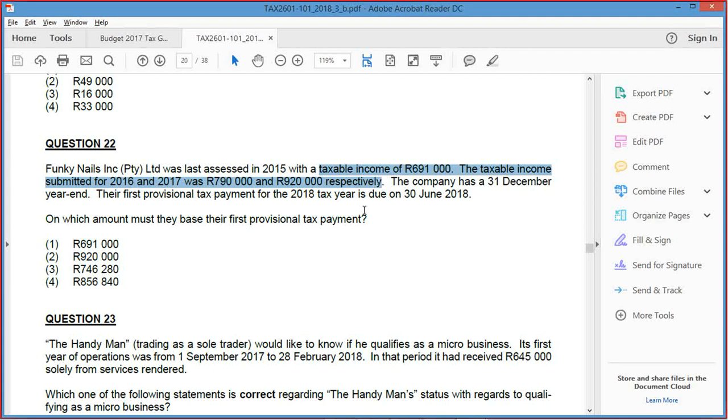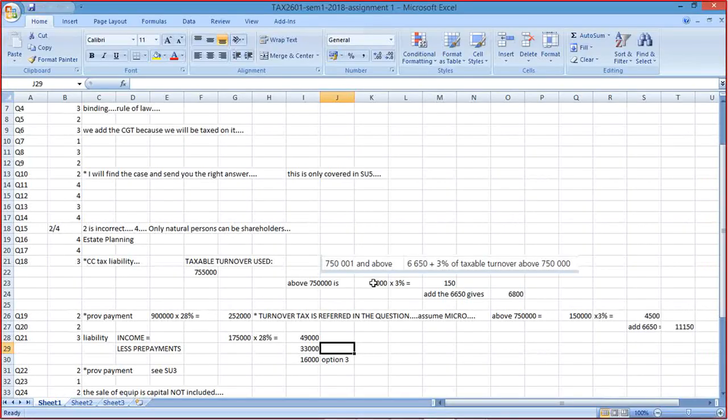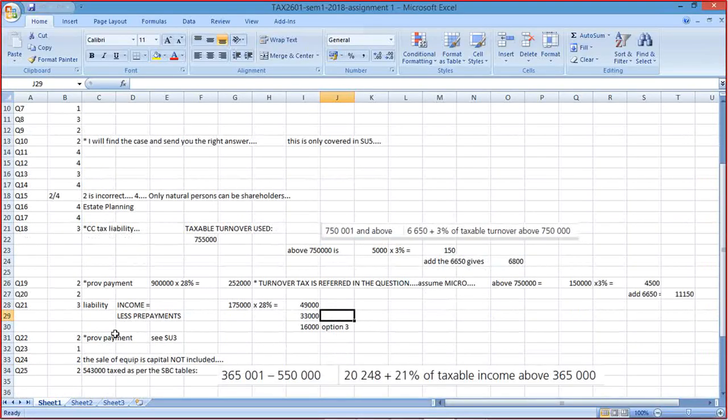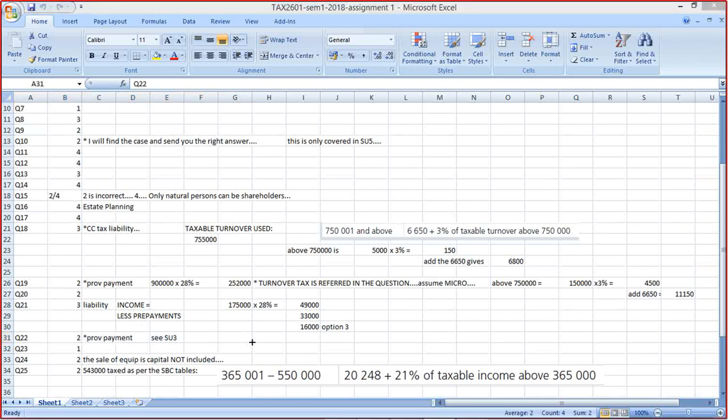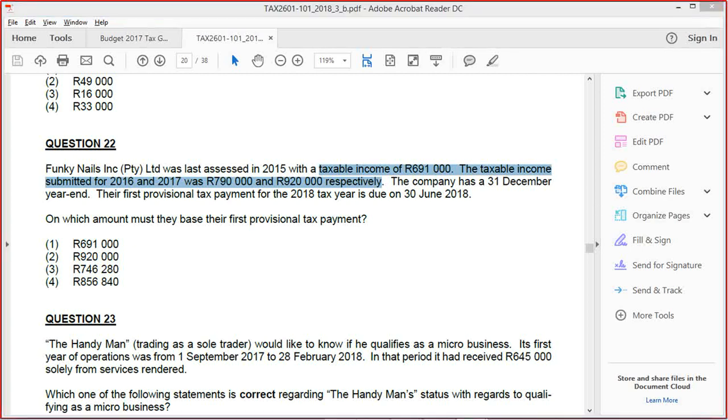So our job is to look at these numbers, taxable income, in line with the theory in the textbook. I think I put the theory in the assignment pack. I hope I did. Let me just see. Yes, study unit 3. What number question was this? 22. Okay, so it's provisional tax payment. The reason is, if you look at your textbook, study unit 3, they talk about it. Let me open it and show you.